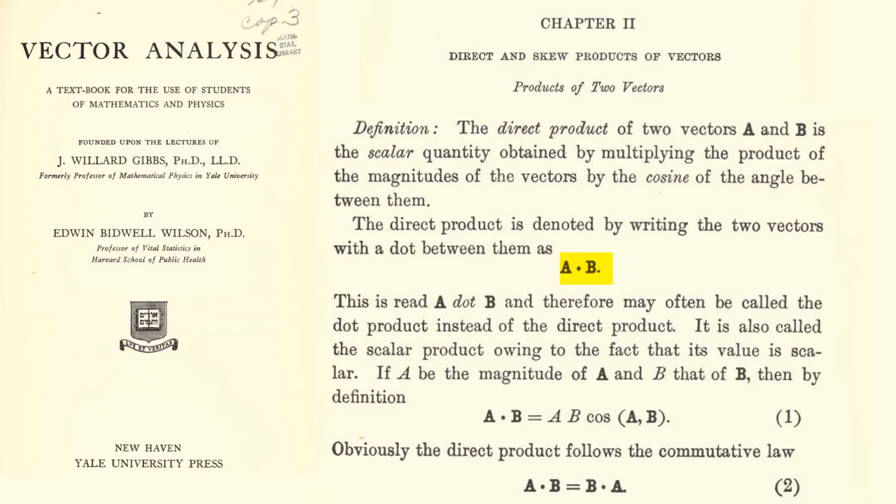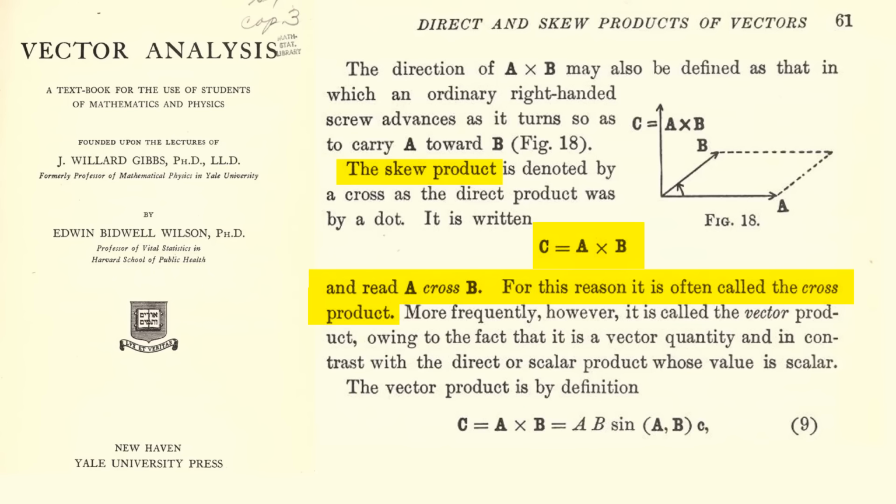Second, Wilson moved up the dot in the scalar product so it wouldn't be confused with a period, and noted that as you read the scalar multiplication A dot B, scalar multiplication may often be called the dot product instead of the direct product. Third, and you probably guessed this one, Wilson noted that the vector multiplication is read A cross B, and for this reason it is often called the cross product. Finally, Wilson was the one who came up with the name del for Hamilton's triangle operator.